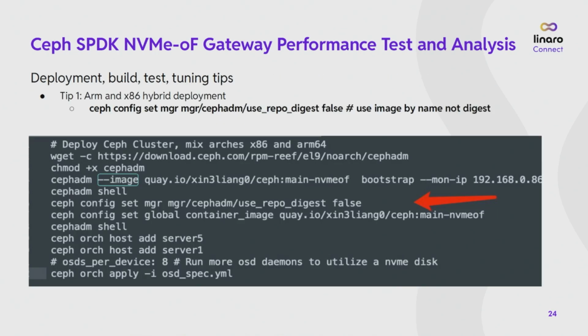Okay, next we'll share some experience about deployment, build, test, and performance tuning tools. Tip 1 is about ARM and x86 hybrid deployment. We must use the container image by its name and not by the digest.